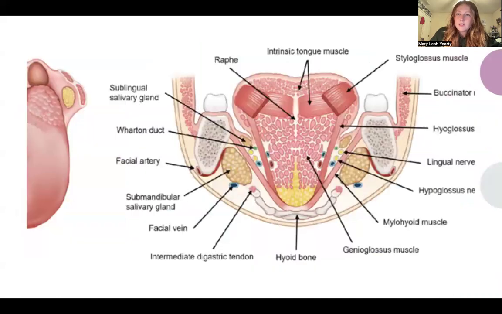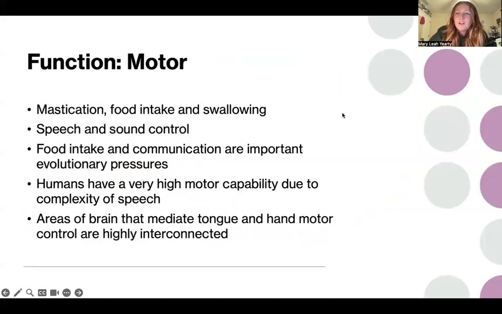And then finally, this picture again just shows you the complexity, and there's a lot going on in that small area of your mouth. And just kind of seeing glands, bones, muscles, lymphatic ducts, blood vessels, nerves, all the good stuff, all right there. So the function I think we're all most familiar with is the motor function of the tongue. This is mastication, food intake and swallowing, as well as speech and sound control.